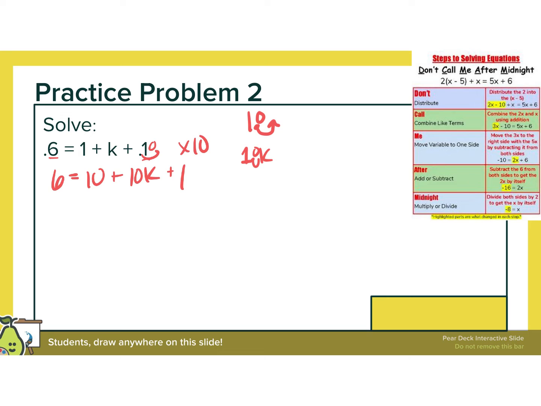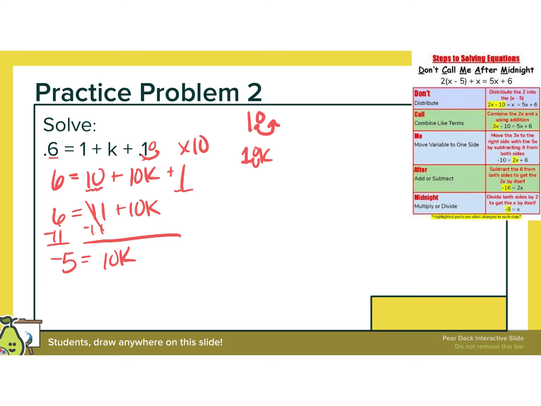Now, I have some like terms I need to combine. So 10 plus 1 is 11. And then I still have 10K. I need this K to be by itself, so I'm going to get rid of this 11 by doing the opposite. So now I have negative 5 equals 10K.